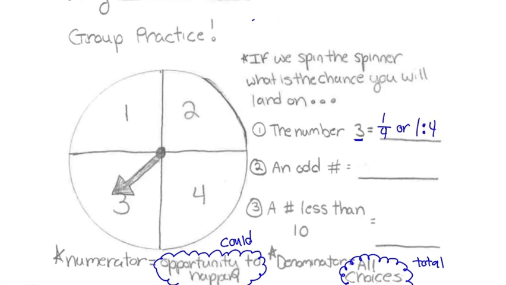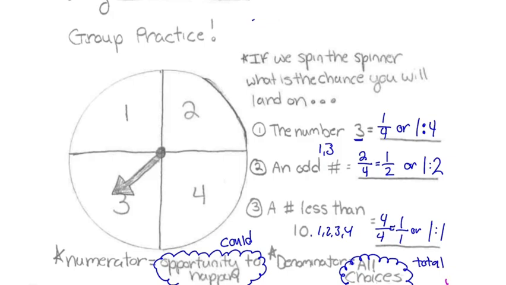Well, what about an odd number? Well, there's 1 in 3. Those are my odd numbers. So there's a 2 out of 4 chance it's going to happen, but I could simplify that down to 1/2. Or a number less than 10. That's all of them. So that means it's a 4 out of 4 chance, or a 1 to 1, or if you want to use a ratio, it's also a 1 to 1. Let's go try some more.